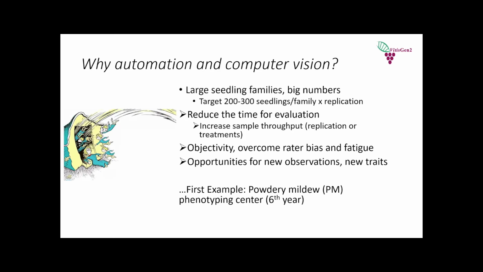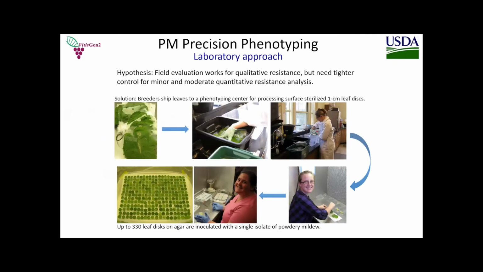And so I'm going to dive into powdery mildew for the rest of my talk now and give an example of what we're doing in the Phenotyping Center. I want to highlight that we're now in the 6th year of being a phenotyping center for the grape breeders. So what I'm going to talk about has been a huge effort to get to the point where we are. Our laboratory approach, in contrast to the natural disease incidence in vineyards approach, we built based on a hypothesis, and that is that we may need tighter control for minor or moderate quantitative resistance genes. So what happens is breeders ship us leaves for their segregating populations, maybe up to 300 different seedlings with replicate leaves. We surface sterilize those and punch these 1 centimeter discs that you can see down at the bottom left.